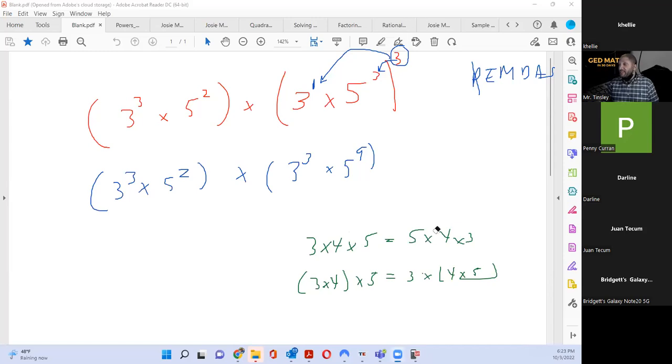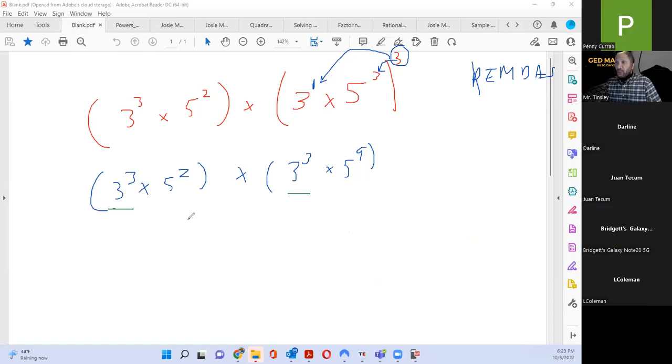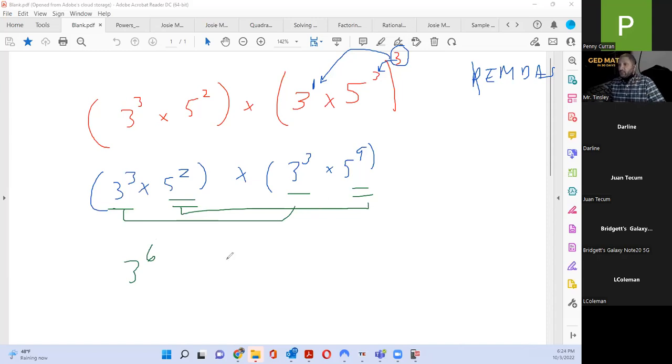Because that's the case, we can do this. Since this is multiplication and this is multiplication, we have 2 exponents with the same base. So what do we do to the exponents? Add. What's 3 plus 3? 6. Now we have another 2 exponents with the same base. They both have the base 5. So what do we do to the exponents?